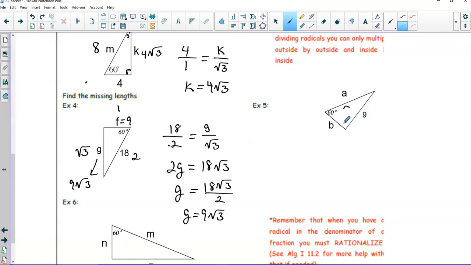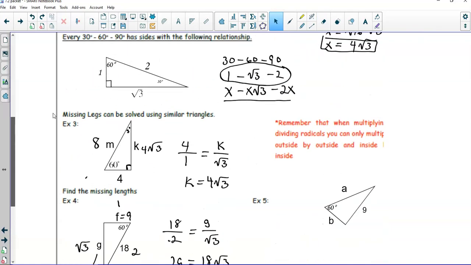Here, example 5. Notice they gave me the long leg. Well, if I'm going to go with the formula from the formula chart, I'm going to go with this one down here, right? So x is across from 30. So I know this is my 30-degree angle. This is my 90-degree angle. So across from 30, I have x. Across from 90, I have 2x.